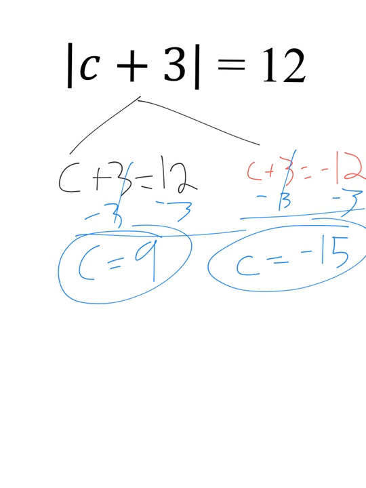So if I plug in 9, I'll get positive 12. The absolute value of positive 12 is 12. And if I plug in negative 15, I'll get negative 12. And the absolute value of negative 12 is 12.